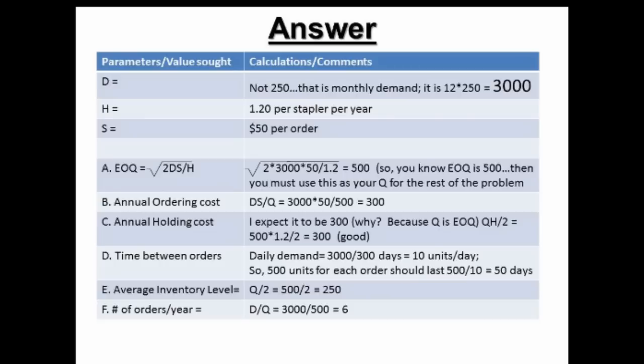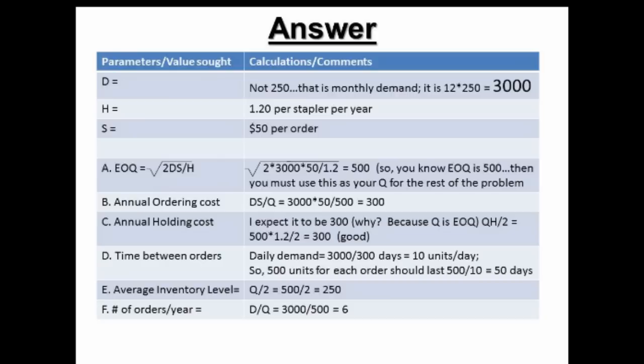Ordering cost is $50 per order. So given that, you need to figure out EOQ, which is the square root of 2DS over H. And you can plug in the values from there. 2 times 3,000 times 50 divided by 1.2. And when you do the calculation, you will get EOQ of 500.